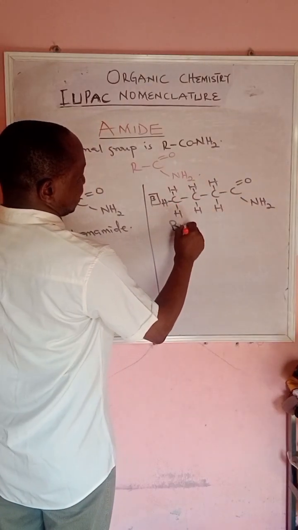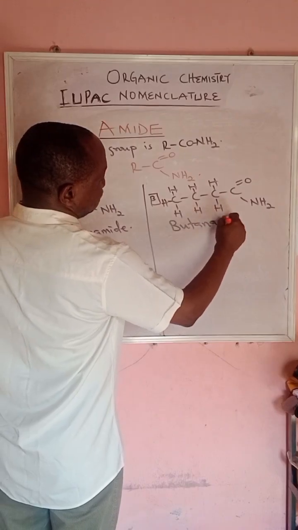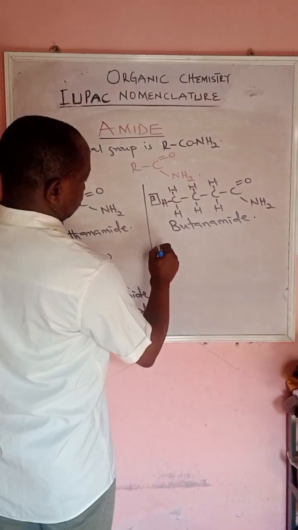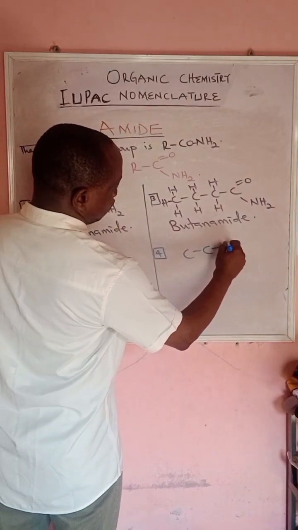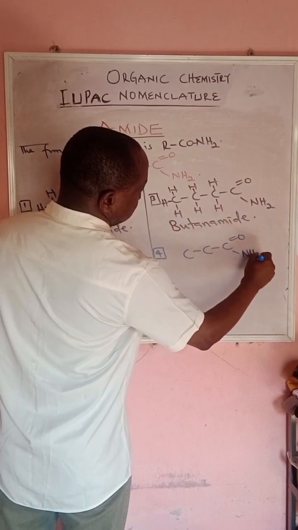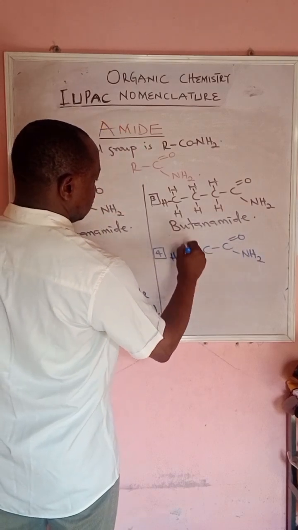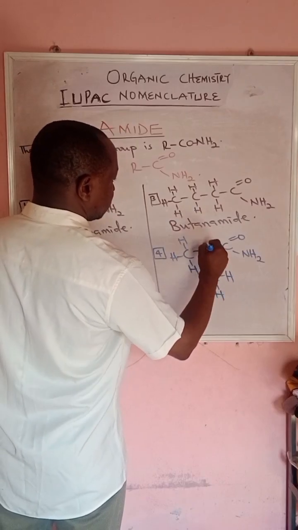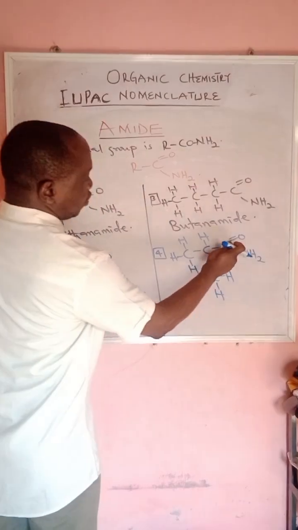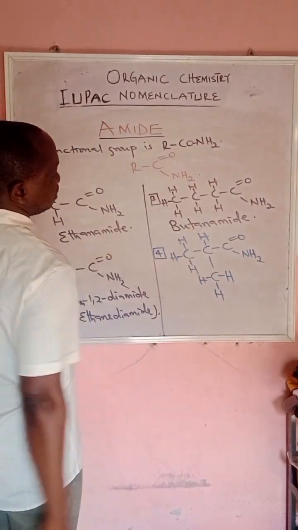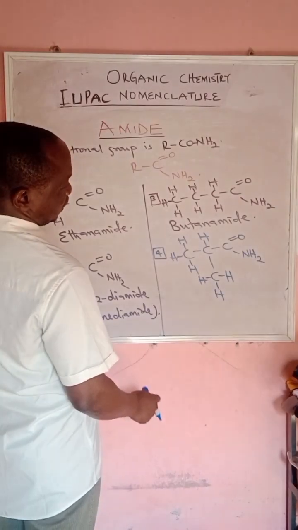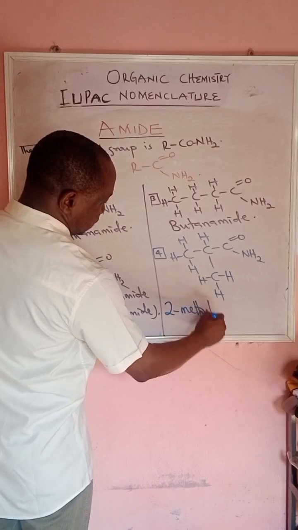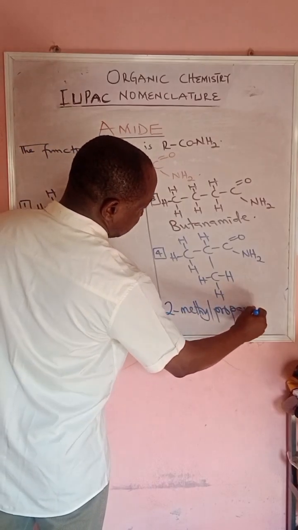Butanamide. That is butanamide. So if you have 4, you have 1, 2, 3, then the double bond, plus this NH2. You have another one here. When you count it from here, 1, 2, 3, that is propanamide. And methyl attached to carbon 2, so it will be 2-methyl propanamide.